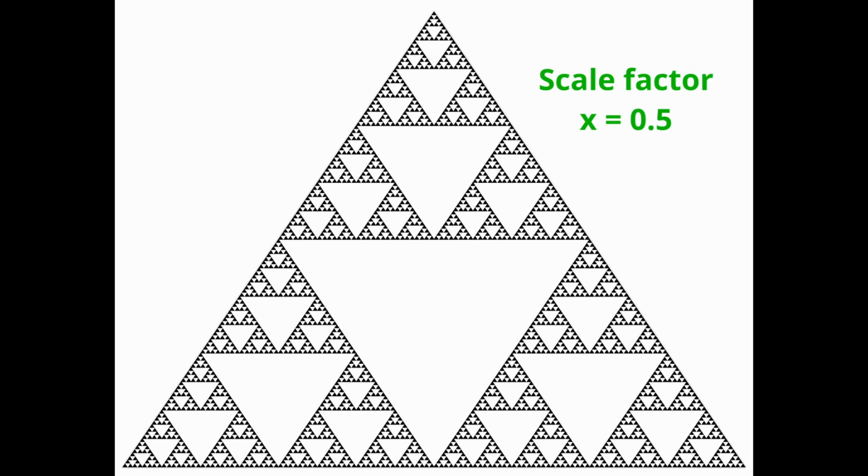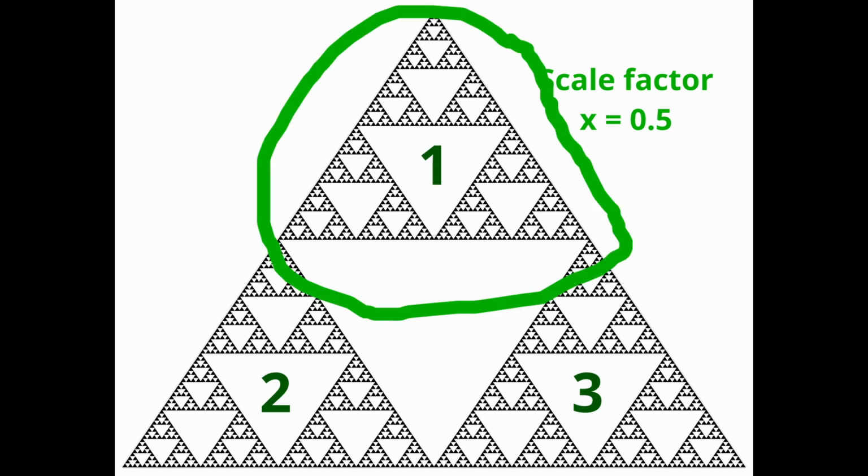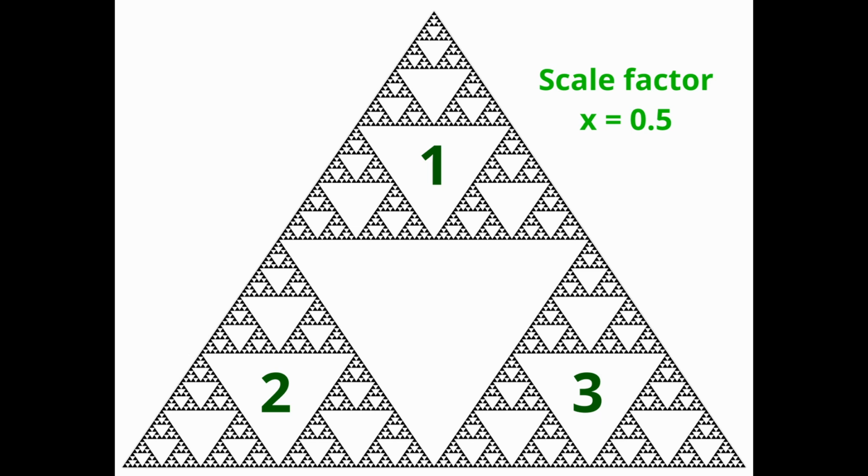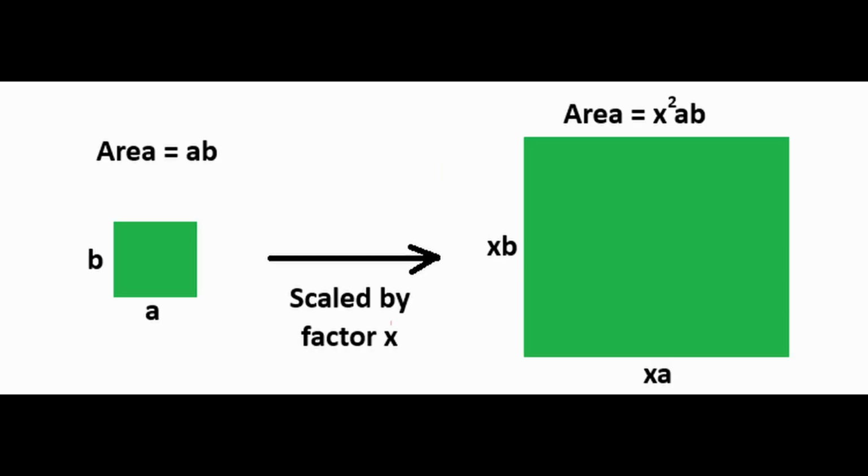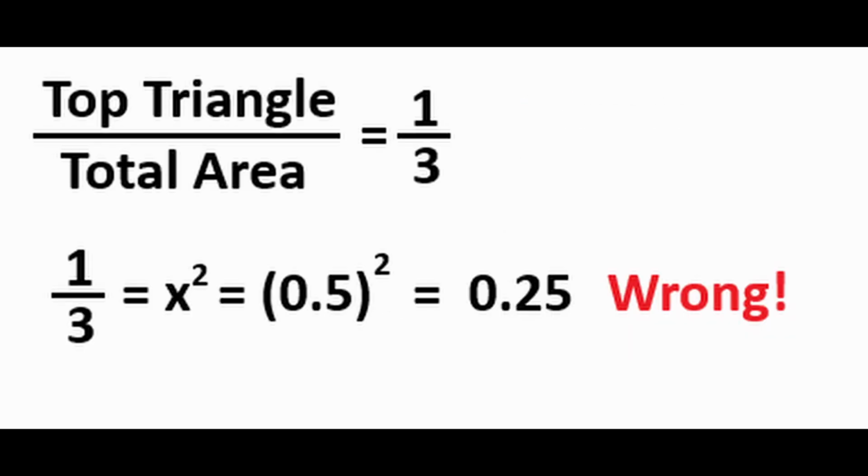Also, the whole triangle is just made up of 3 of these triangles. So the top triangle must account for 1/3 of the entire area of the large triangle. Recall that when scaling a geometric object by a factor x, areas will scale by x squared. However, if we try this here, we get 1/3 is equal to x squared, which is equal to 0.5 squared, which is equal to 0.25, which doesn't work.